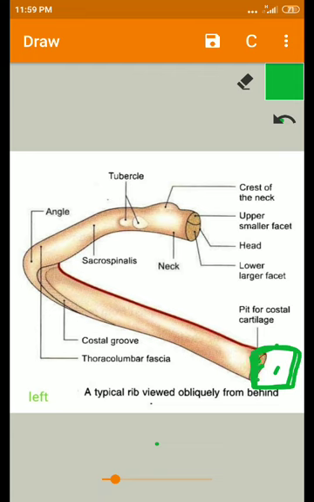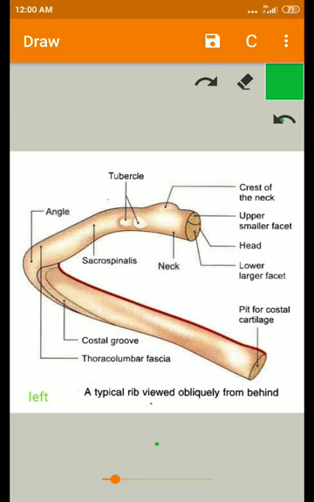So this is the anterior end. It has a cup-like depression which articulates with the corresponding costal cartilage. For example, this one is the third rib, so it articulates with the third costal cartilage, that of the sternum. So this is about the anterior end.